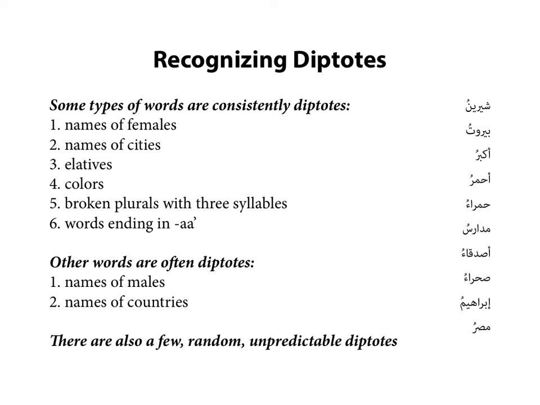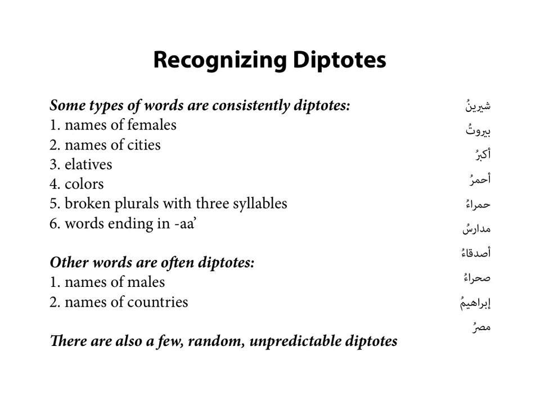There are other words that are often diptotes. So there are many male names which are triptotes, but there are some which are diptotes, such as Ibrahim. And the names of countries, again, some of them are triptotes, but quite a few of them are diptotes, like Misr. And of course, there are going to be a few random unpredictable diptotes that you just have to memorize as they come along.